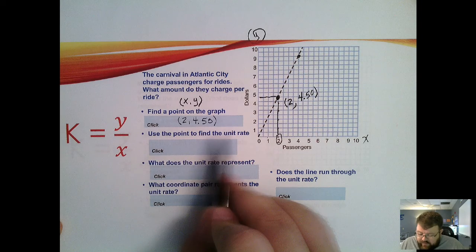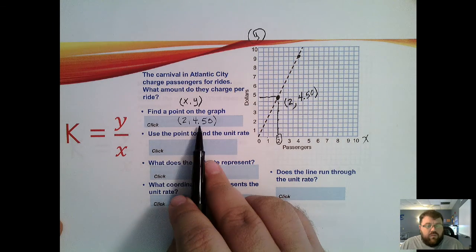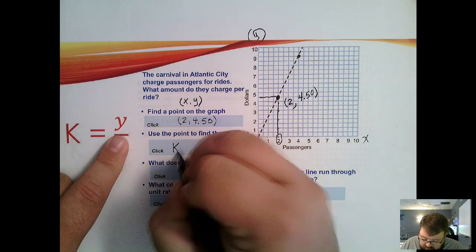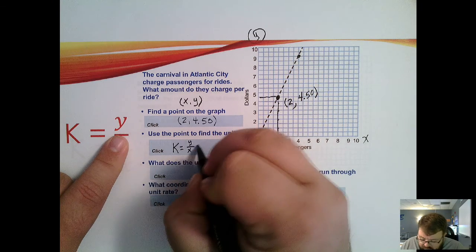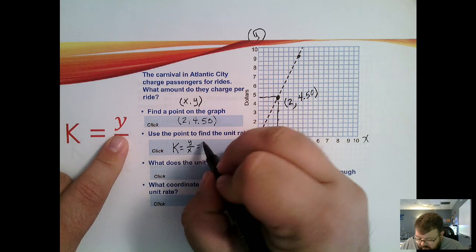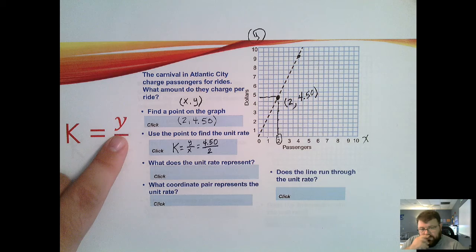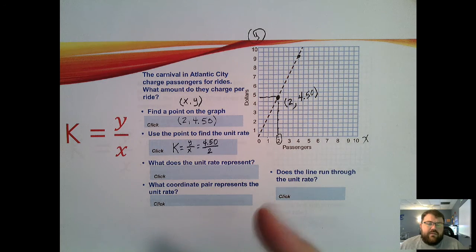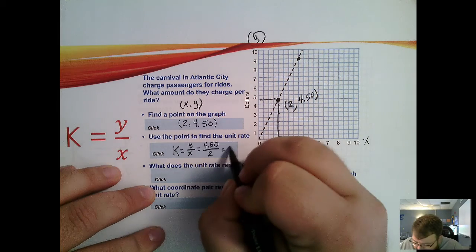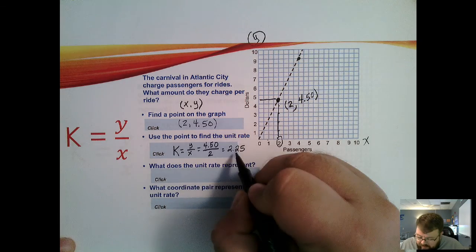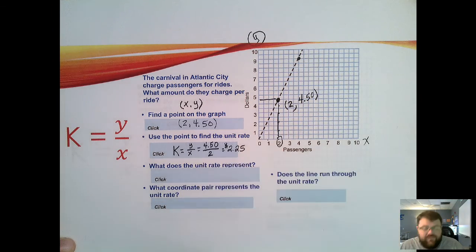Now, hopefully you understand what I meant by that. Second, use the point to find the unit rate. Well, we know the X and we know the Y. We have the equation here. K is equal to Y over X. The Y value is 4.5. The X value is 2. Now let's stop and think about this. We have 4.5 divided by 2. That's going to be 2.25. Okay, 2.25. We're talking about money, so it's $2.25.